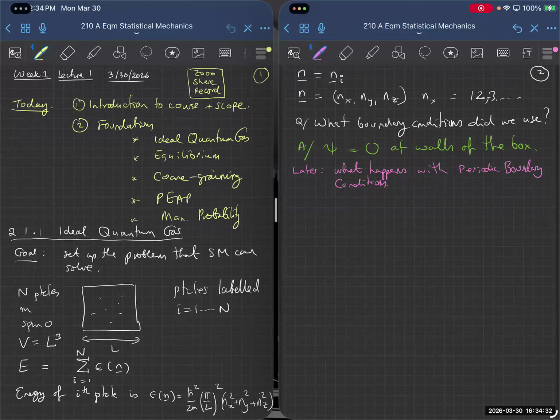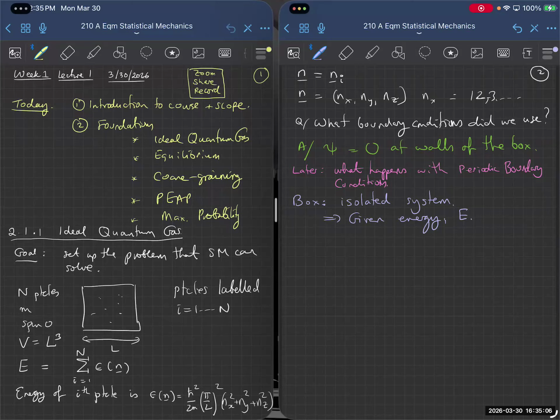Okay, so that's our setup. The next thing is that we're going to assume that this box, by definition, is an isolated system. And that means that it has some given energy, which can be specified. So let's suppose I've got some energy, let's say it's E.